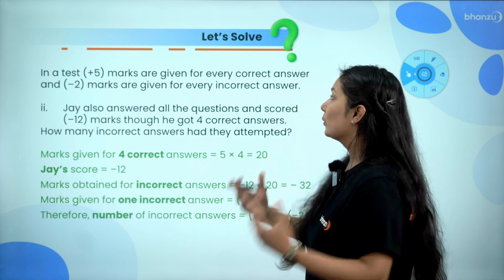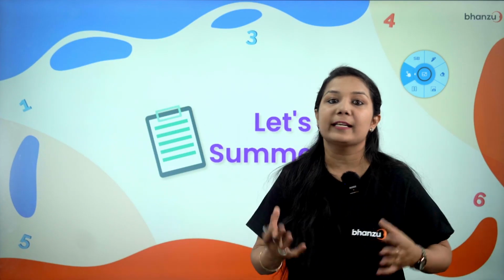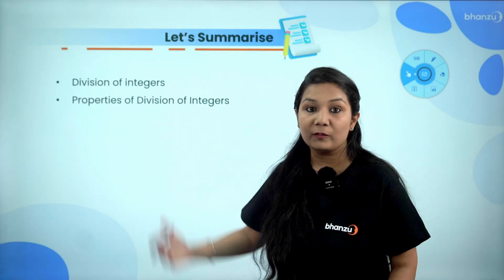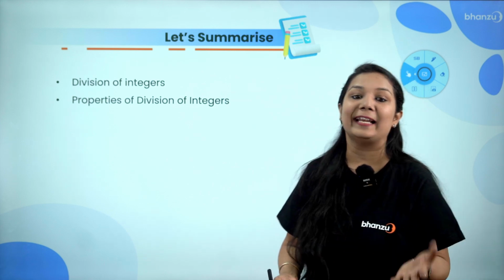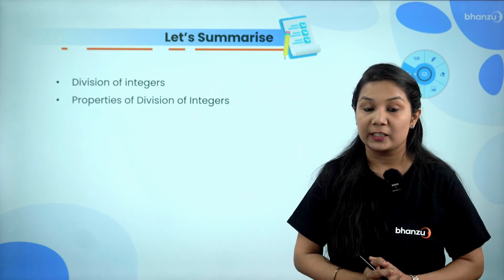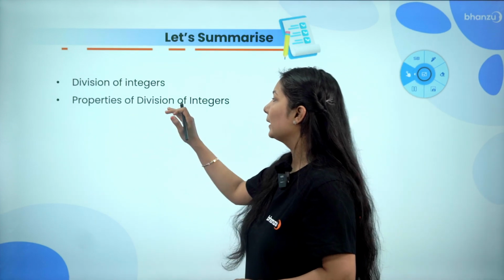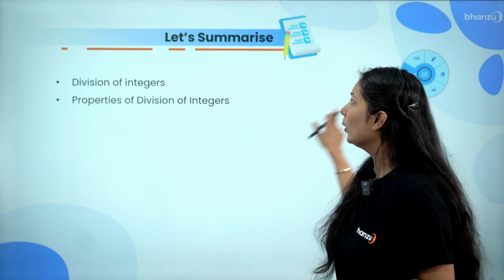Got it? So moving ahead, let's see what all we learned in the session today. Let's summarize our session. Over here we talked about division of integers with different signs, be it both negative, both positive, or one negative and one positive integer. And then we talked about properties of division of integers, right? So I hope all of you have got it.